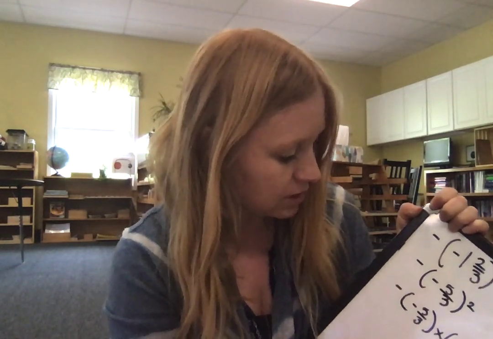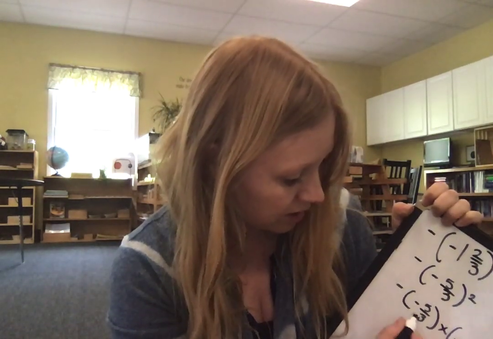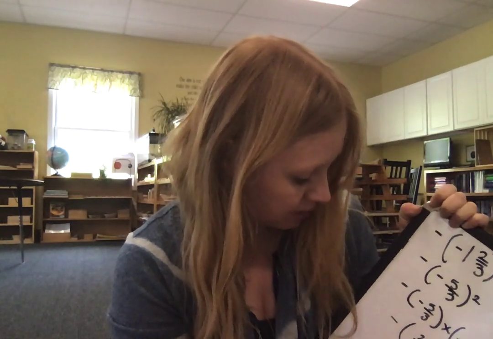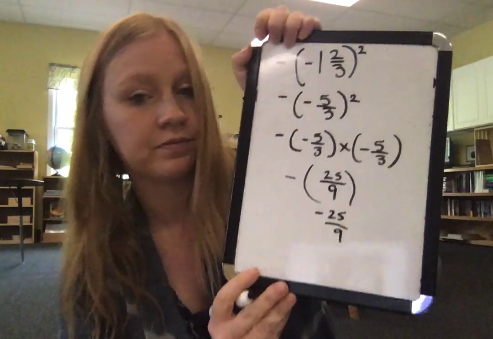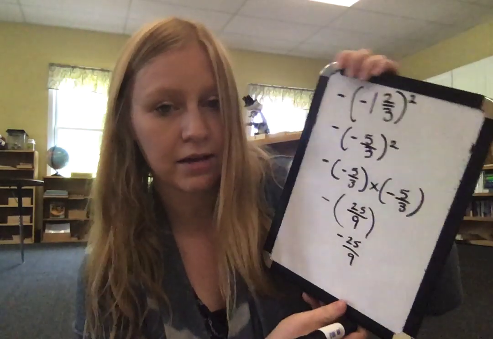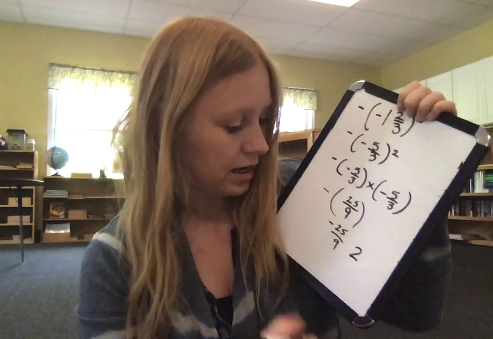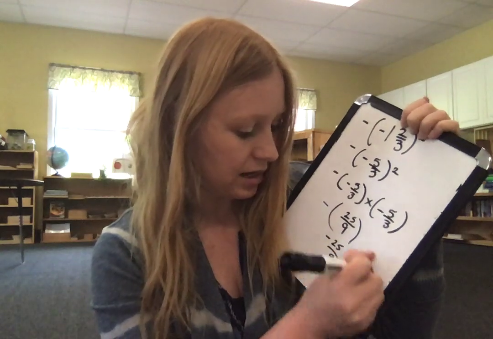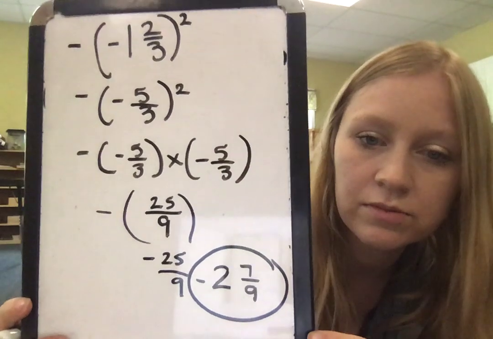A negative times a negative is going to give me a positive. 5 times 5 is 25. 3 times 3 is 9. But then I have this times a negative. So I have negative 25 ninths. But I need to write this as a proper fraction. 25 ninths is 2 and 7 ninths, but it is negative. Negative 2 and 7 ninths.